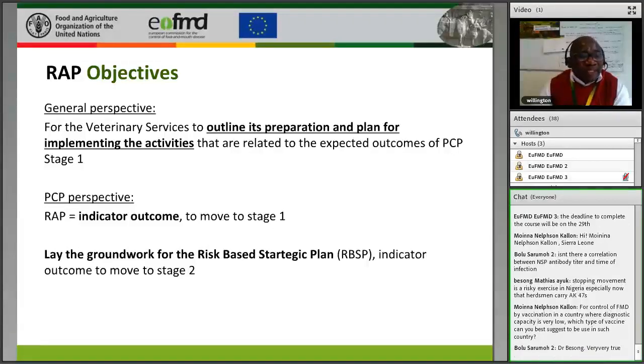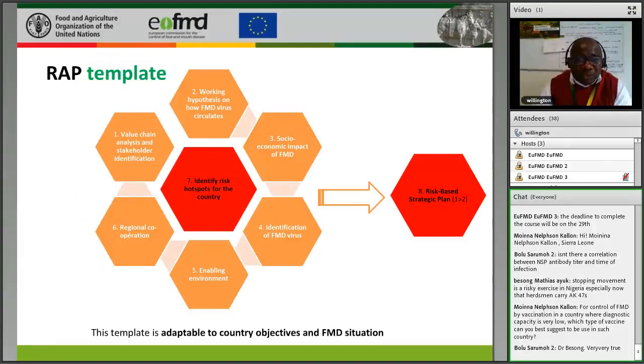So what are the objectives of a risk assessment plan? From a general perspective, it's a preparation, to align how a country wants to prepare to implement activities to move from stage 0 to stage 1. In the PCP perspective, the risk assessment plan has indicator outcomes on how to make this change from stage 0 to stage 1. And the finale of a risk assessment plan is to set the groundwork for the development of a risk-based strategic plan.